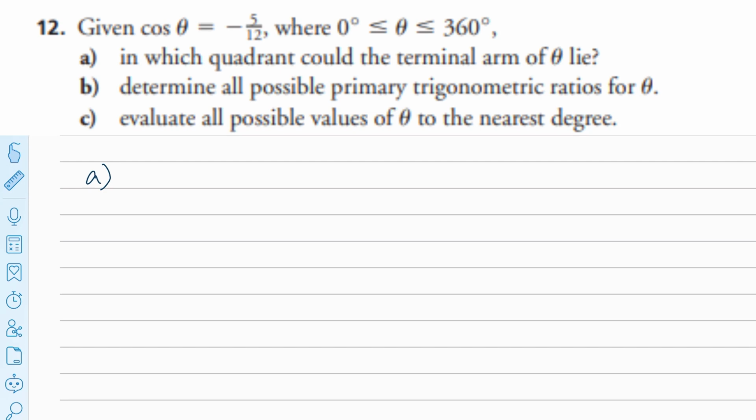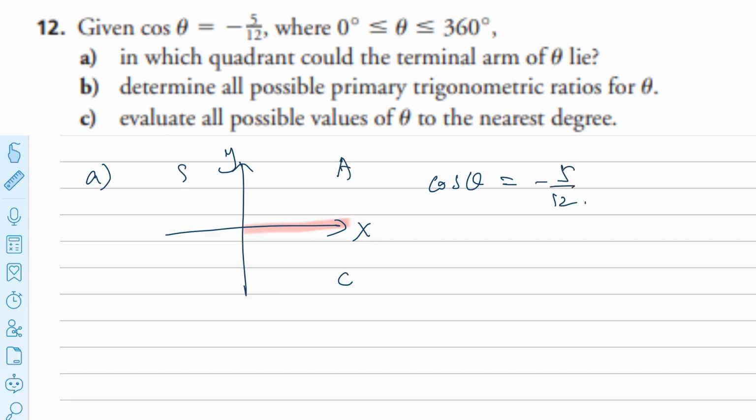Okay, so for question A, you have to draw the graph first. Then we label the initial arm. And because the given cosine theta is negative, according to the CAST rule, the terminal arm must be in quadrant 2 or quadrant 3.